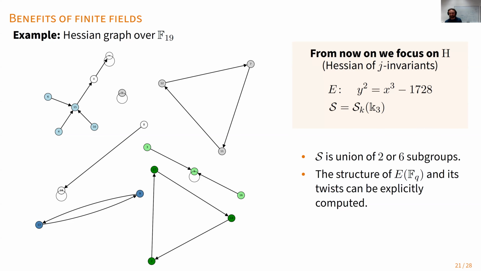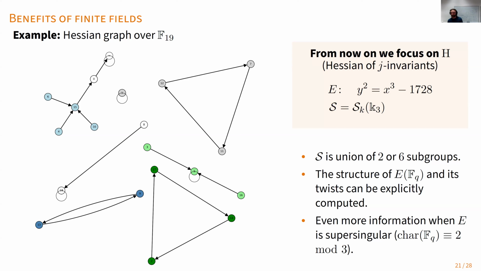And the other advantage of working with finite fields is that even without computing explicitly the Hessian graph, we will be able to deduce their structure just from the theorems I will shortly introduce, and just by computing the points on E and its twists. And finally, as I anticipated, there is the special case when E is supersingular, so when p is 2 mod 3, in which you even get more information.